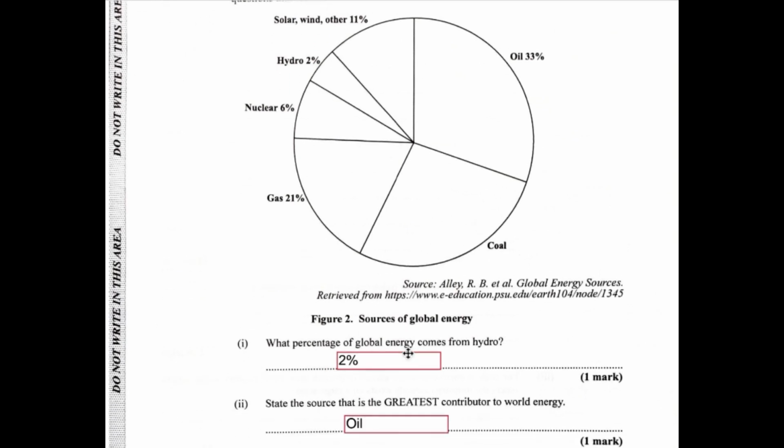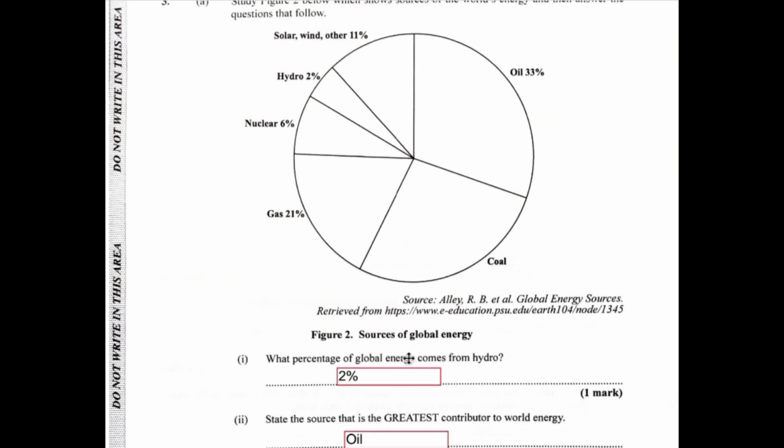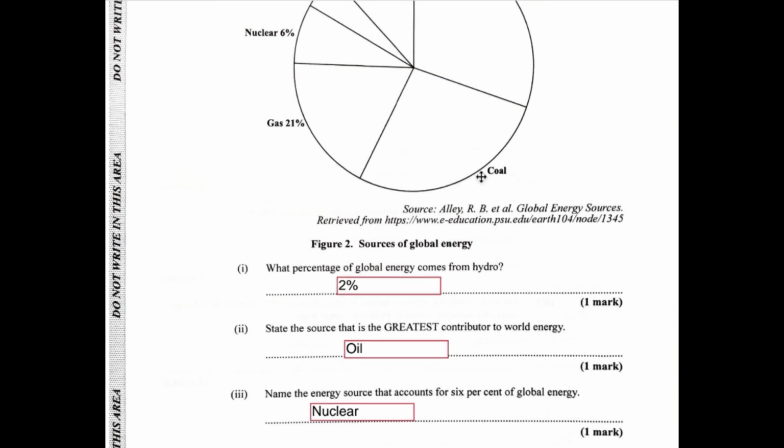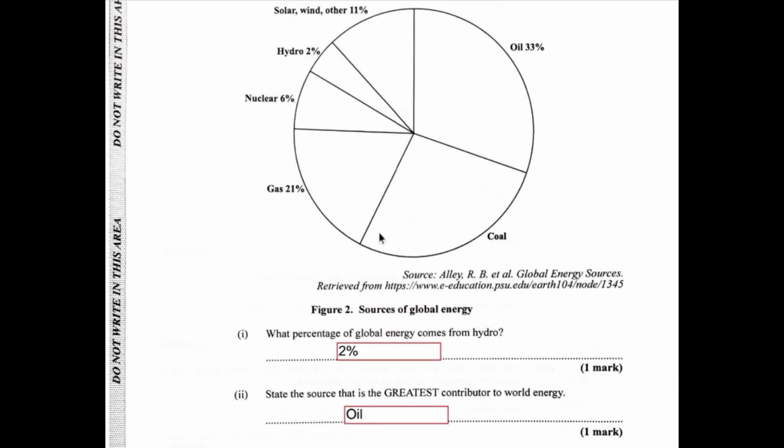Part 2 of the question: state the source that is the greatest contributor to world energy. Which source of energy is the greatest contributor? Here it's oil, because oil has 33%. It has more of the pie chart than the other energy sources. So oil is the greatest contributor to the world's energy, and that's 1 mark. We're to name the energy source that accounts for 6% of global energy. So look for 6%, and here we can see it's nuclear.